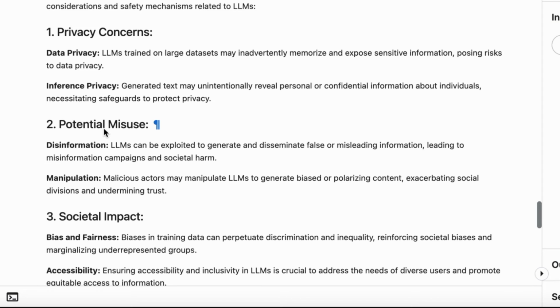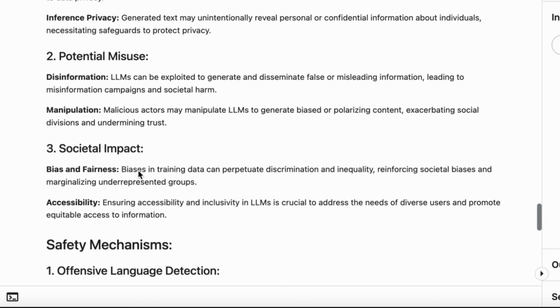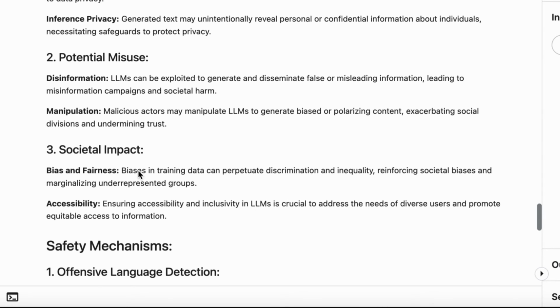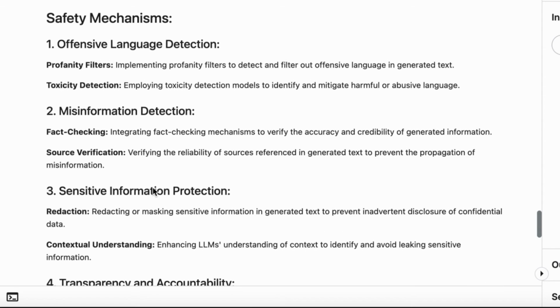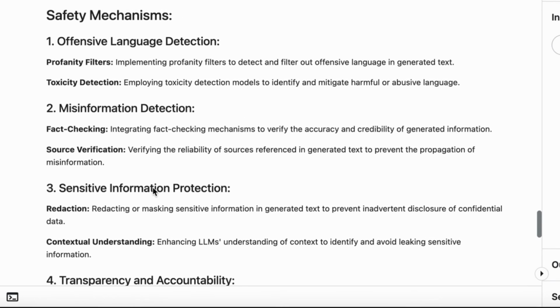If your large language model is able to generate false information or misinformation, that leads to societal harm. Then we also talk about the societal impact: if your model has bias in it, it generates partial or unequal responses for certain groups, and that is also a problem of ethical consideration. So you need to check for offensive language detection in your large language model responses, also for misinformation detection, and also for sensitive information detection.